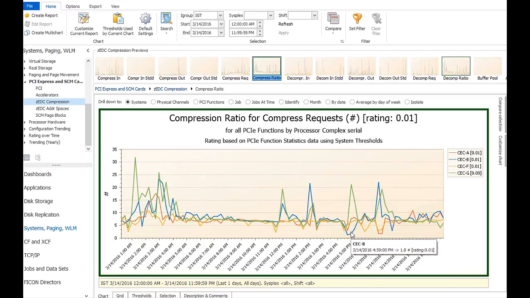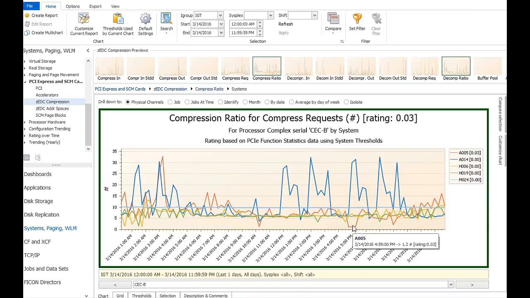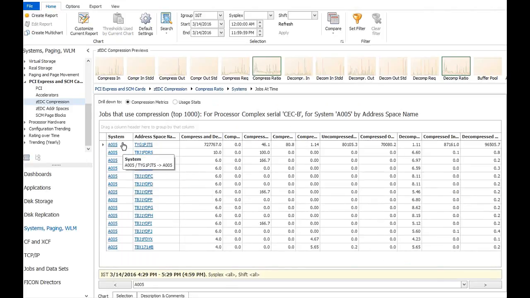Now here we see a significantly lower value, and so we'd like to drill down to see what is causing that poor compression ratio. Drilling into the KEK level, we see that this is coming from this particular system. If we would like to see what job is contributing to the low compression ratio, we can zoom in here and see that this particular job has done approximately 750,000 compress and decompress requests with a compression ratio just slightly above 1. So with this visibility, we can potentially restrict this job from using zEDC compression, since it's very ineffective.